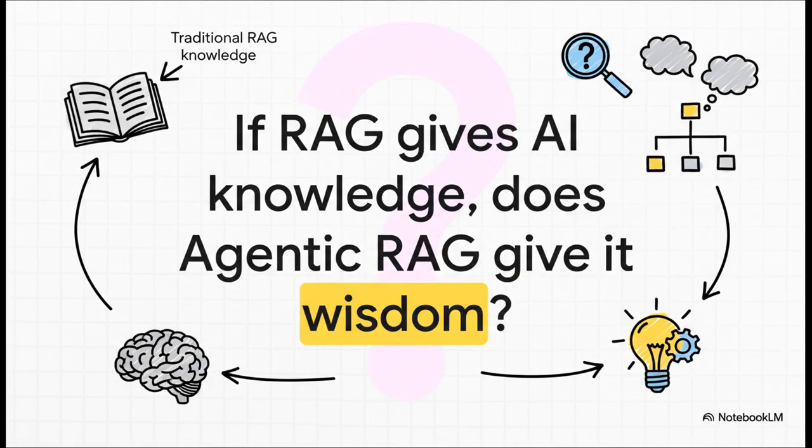And all of this leaves us with one last big thought to chew on. If classic RAG is all about giving an AI access to knowledge, could Agentic RAG be the first step toward giving it something more? We're talking about a system that doesn't just have facts, but knows how to find them, how to judge them, and how to use them to solve really hard problems. You have to wonder, is this how we get from just raw knowledge to something that starts to look a lot like wisdom?